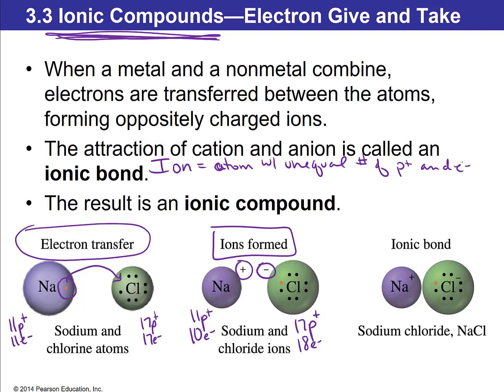If it has more protons than electrons, it will have a positive charge, and it is called a cation. And although we haven't done very many examples of this, it is always a metal. Okay? Cations are always going to be your metals, with very few exceptions.